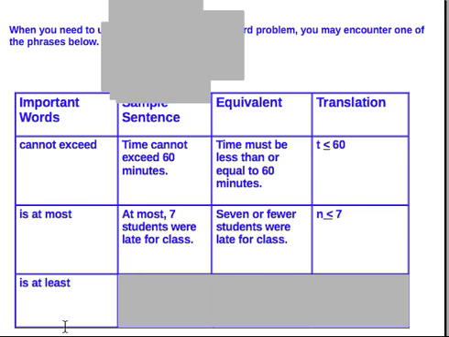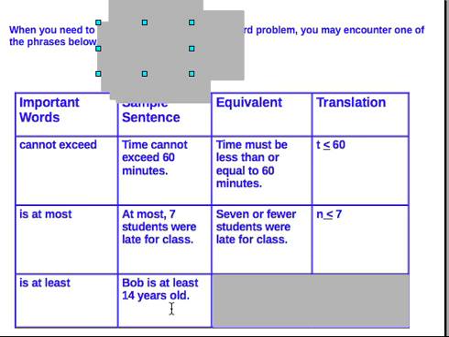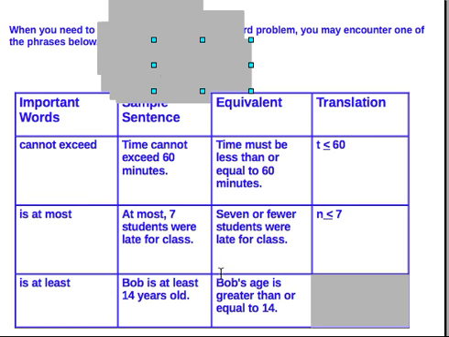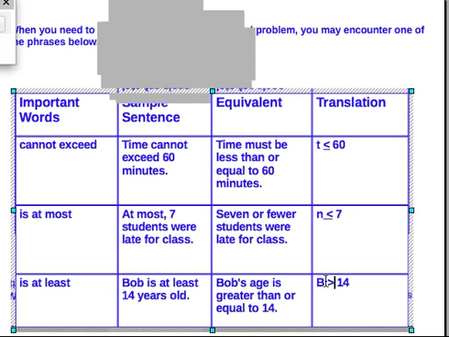And finally, "is at least" is going to be an equal to. So Bob is at least 14 years old. That means Bob can be 14, he can be 15, 16, 17, and so on. So Bob's age is greater than or equal to 14, and the variable B for Bob, Bob's age is more than or equal to 14.